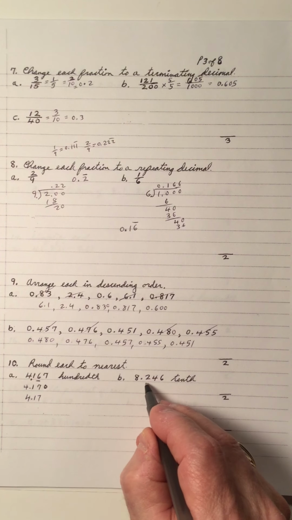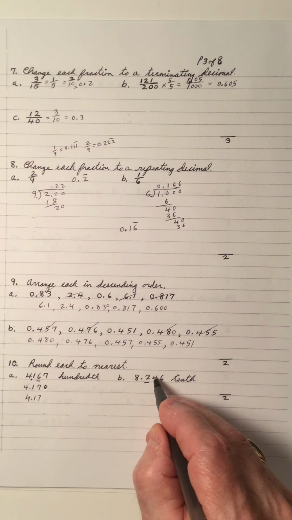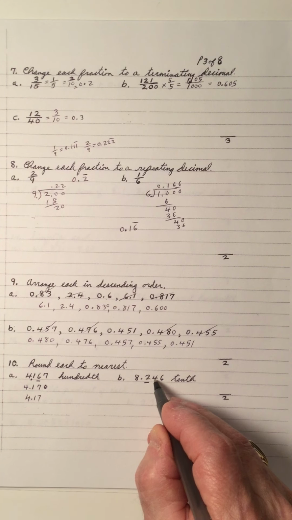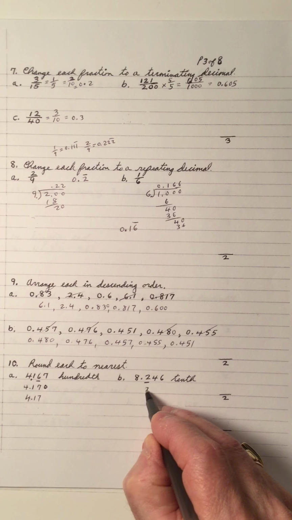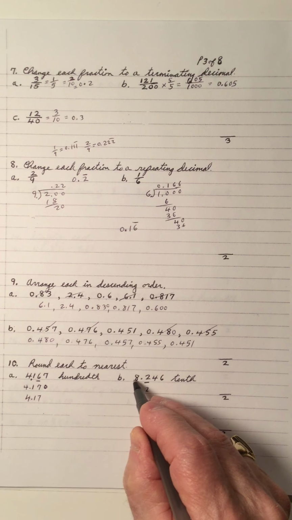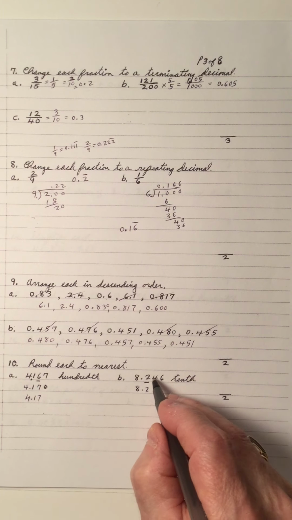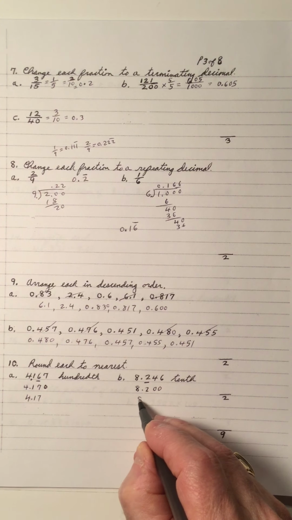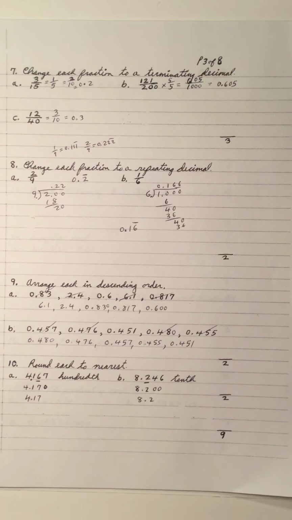B, round to the nearest tenth. 2 is in the tenths place. The digit to the right of 2 is less than 5, so we do not change the 2. So we get a 2. And the digits to the left don't change. And all the digits on the right become 0. But the extra zeros are not necessary.